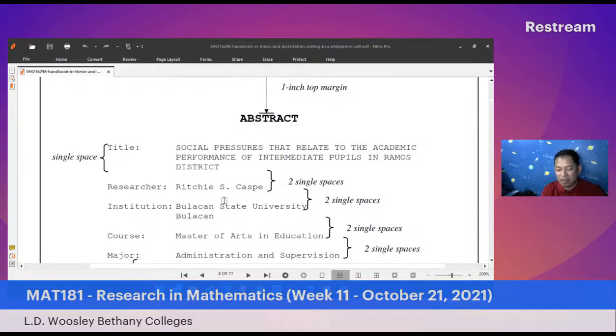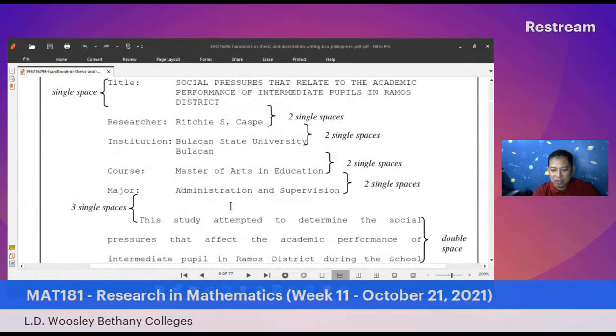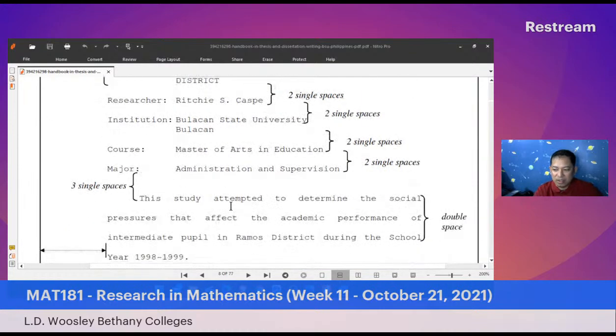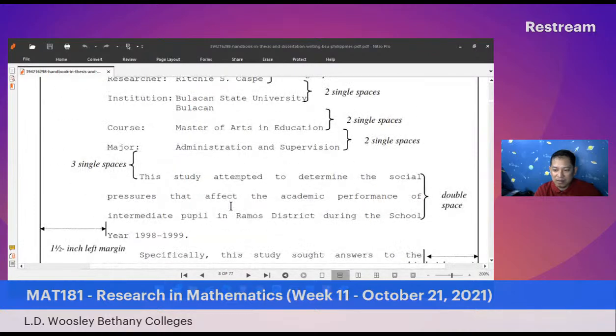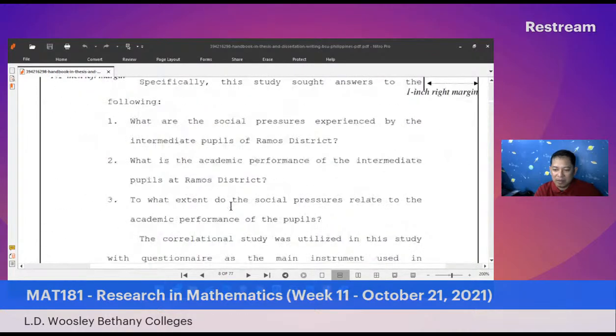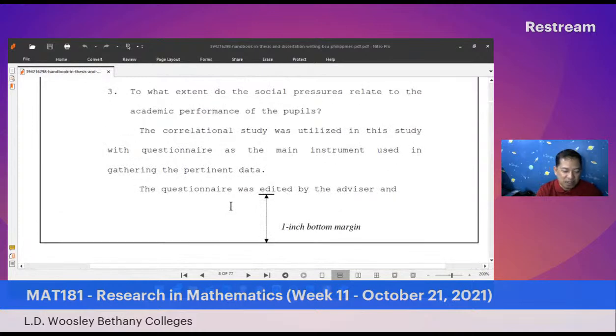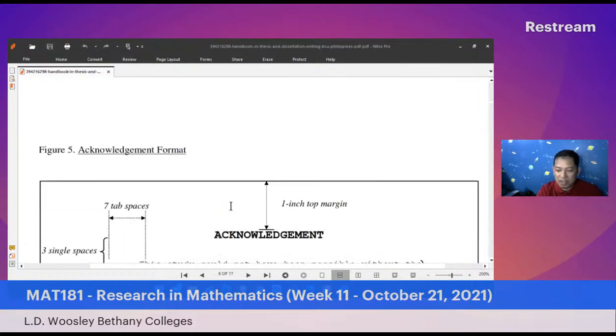But I would suggest, based on my readings of other research manuals, okay, this one from Batangas, Bulacan State. Of course, there's also the abstract, with the questions, etc. This should be less than 350 words, okay?